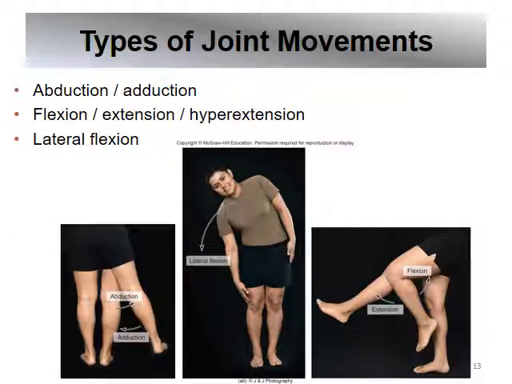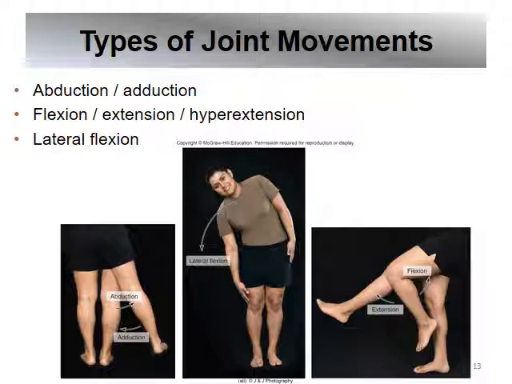Okay, so now the types of movements, and that worksheet that I put together for you will definitely help you. But I'll just kind of explain some of these. Abduction versus adduction. Abduction is when you move your arm or your leg to the side, and adduction is when you move them back in. Flexion means bending at the joint, and extension means straightening. Hyperextension means bending it even more to the back.